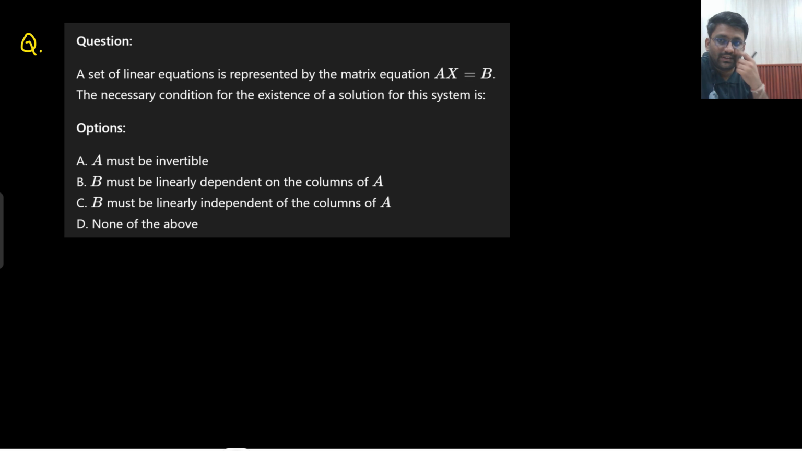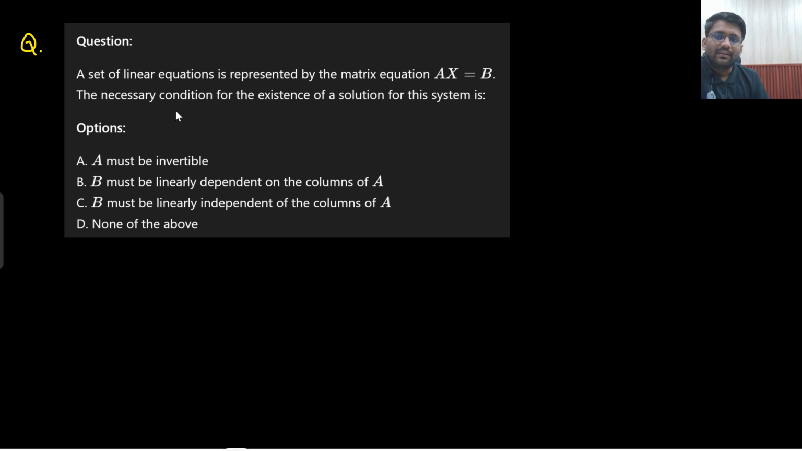Let's see the next question. A set of linear equations is represented by the matrix Ax equals B. The necessary condition for the existence of the solution of the system is... Think of it. Tell the answer. A lot of people will click on this, none of the above.